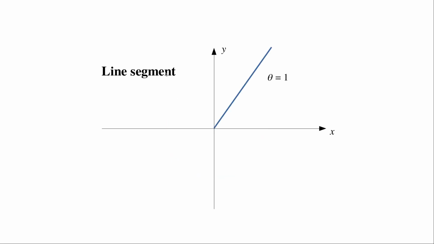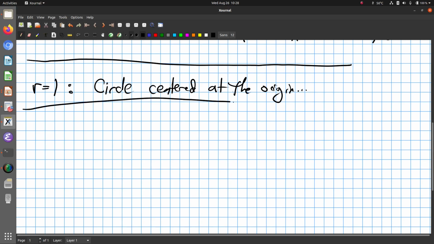Similarly, if you pick theta equals something, you'll get a line segment that ends at the origin. So here is theta equals 1. It's 1 radian measured off of the x-axis counterclockwise. But if you try something a little more complicated, like r equals cosine theta, that's perhaps a little bit mysterious. What is this guy?